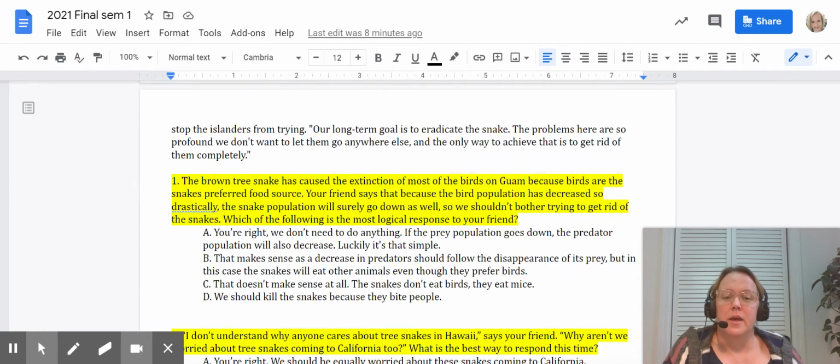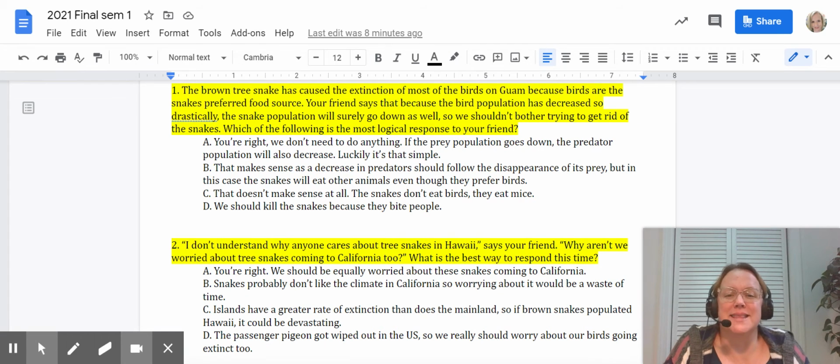Question 1. The brown tree snake has caused the extinction of most of the birds on Guam because birds are the snake's preferred food source. Your friend says that because the bird population has decreased so drastically, the snake population will surely go down as well, so we shouldn't bother trying to get rid of the snakes. Which of the following is the most logical response to your friend?